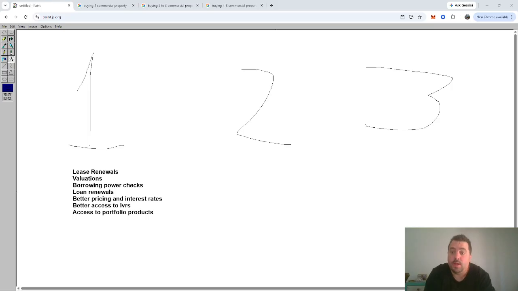In this video, we're going to be focusing on the life cycle of a commercial property investor, the different stages from when you're starting out, to building out a medium-sized portfolio, to a large portfolio. We're going to be talking about the risks associated with commercial and how banks treat you depending on how large you are, how much debt you've got with the bank, and how much control the bank has.